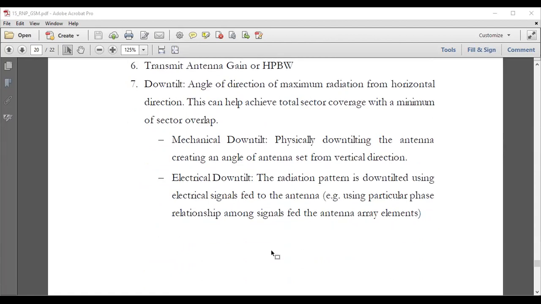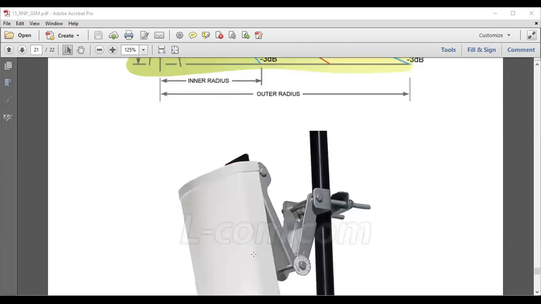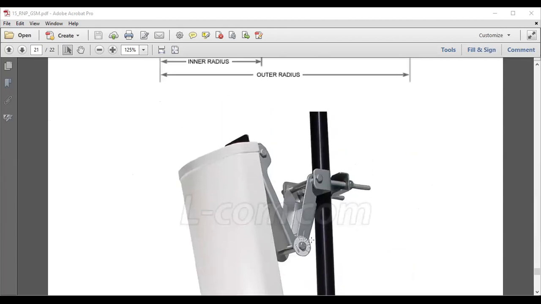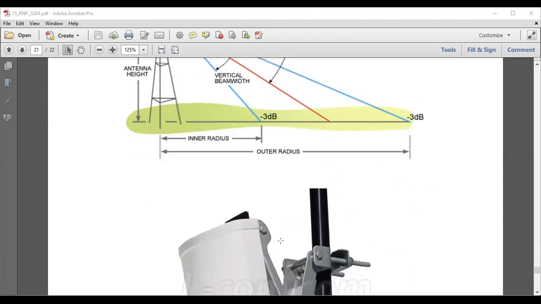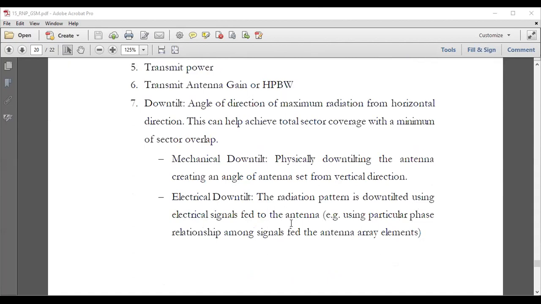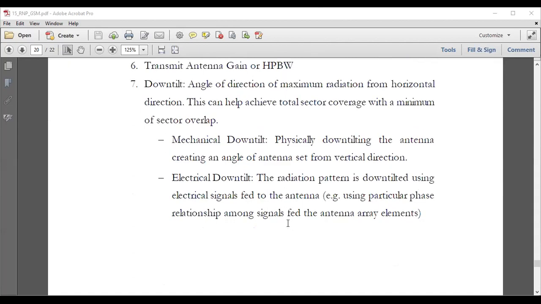We already discussed it. So the antenna will face towards the ground, and you can control this. The angle it will make with the vertical direction is called the down tilt. And this down tilt angle can be adjusted mechanically or electrically.